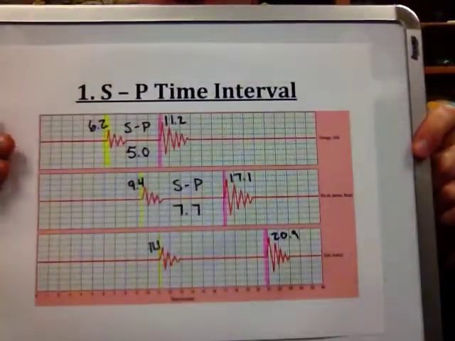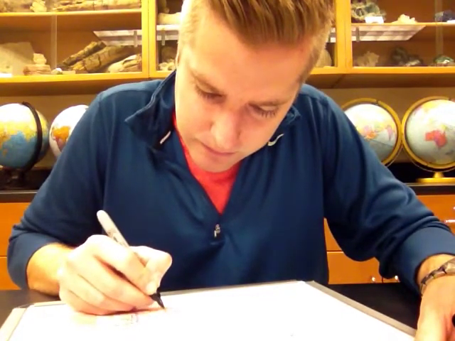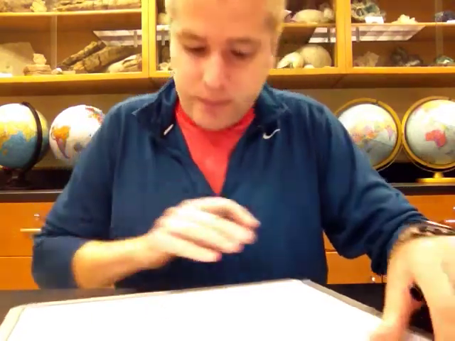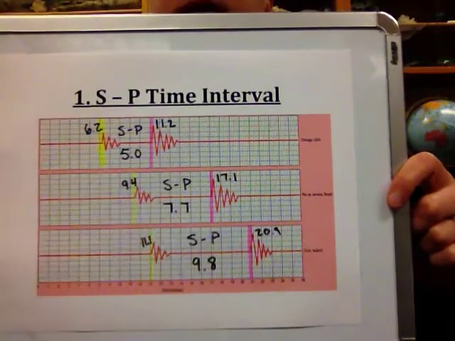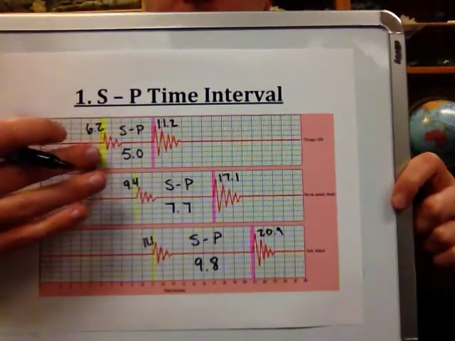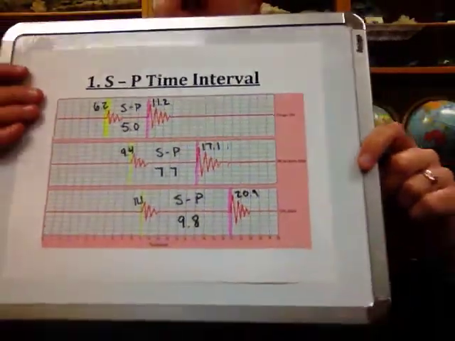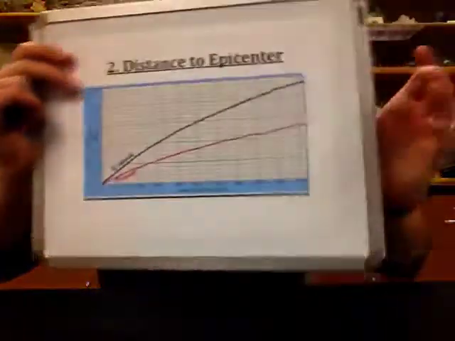And then for Cork, we have an S minus P of 20.9 minus 11.1, which is 9.8. Is that right? Yes, 9.8 minutes. So we have now calculated our S minus P time interval for each of the three stations. The next thing we're going to do, we're going to keep this where we can easily access it because we're going to need it again, is we are going to go to a travel time curve.